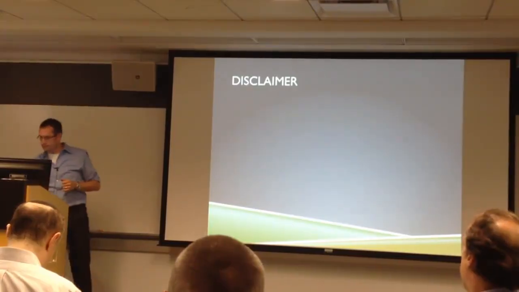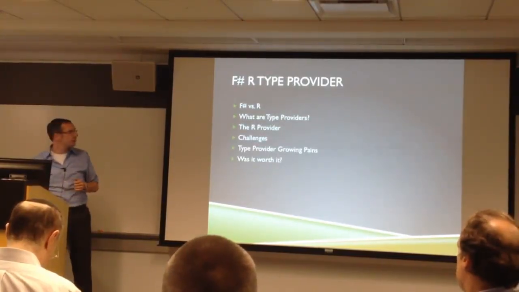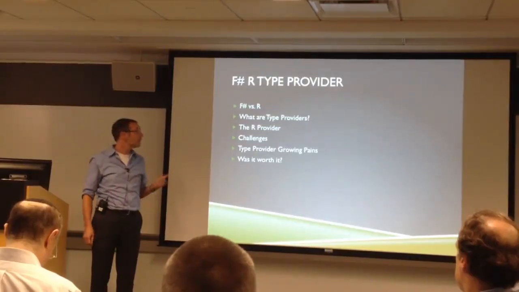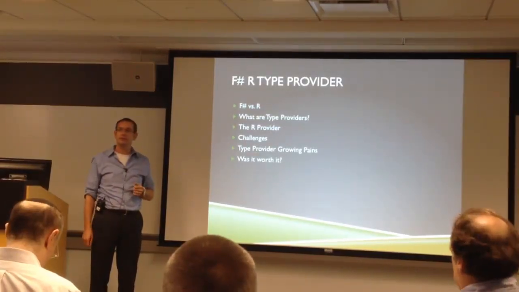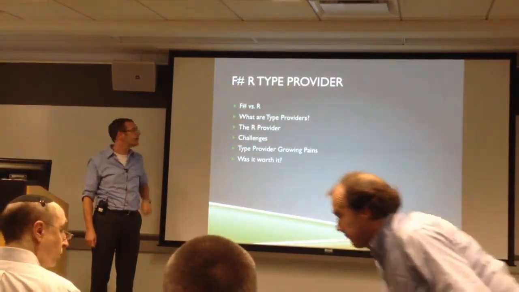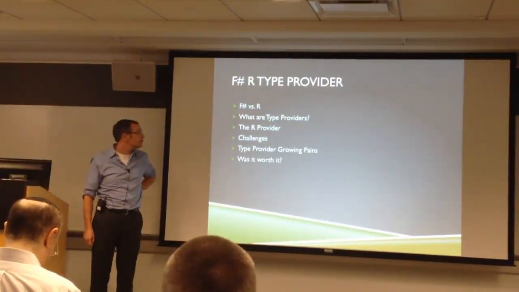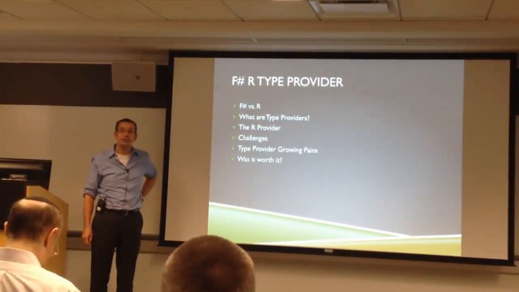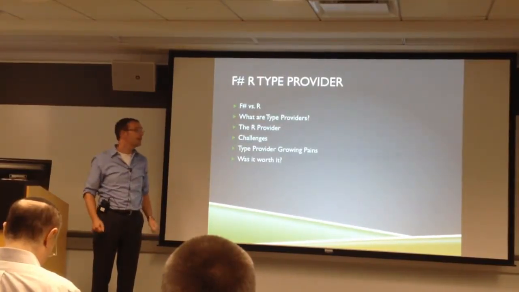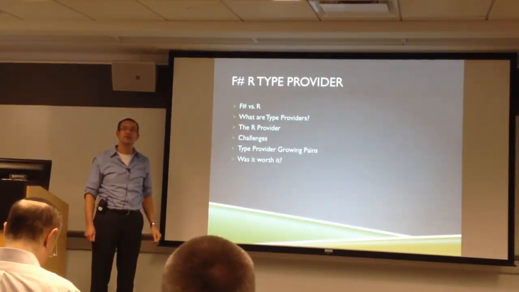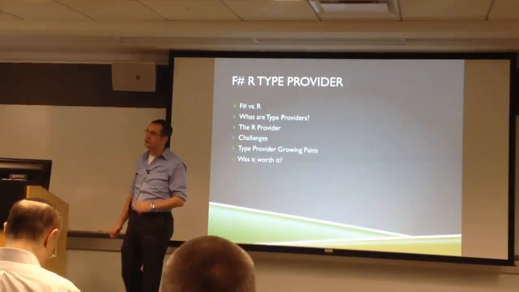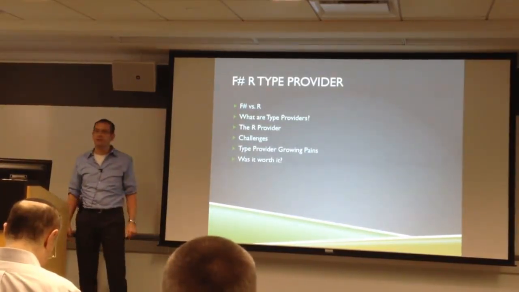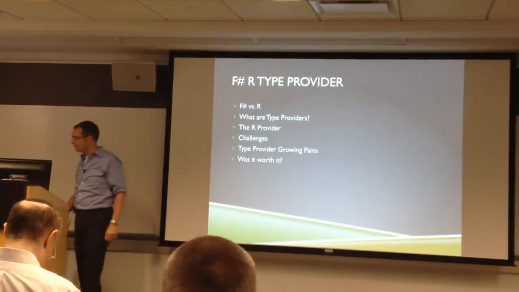So this is what I'm going to run through. A bit of a comparison of F-sharp and R. What are type providers, because they're a new feature in F-sharp, so presumably not everyone knows what they are and what they can do. We're going to talk about the R type provider, talk about some of the challenges in producing this, and the growing pains in the type provider infrastructure in Visual Studio, because it's new and it's not perfect yet. And then talk about whether it's worth doing this.